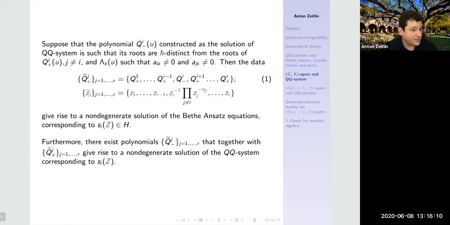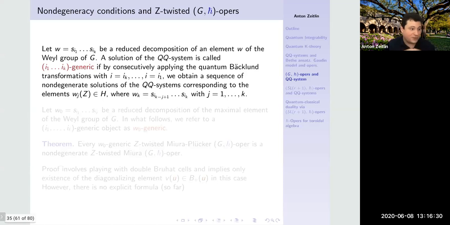So this is a transformation. We just exchange one q plus by q minus. And once you change that, you have another q minus in place, right? So when you exchange q plus and q minus, there is another q minus, which we call q minus tilde. And if you impose the non-degeneracy condition every time you do this transformation, you obtain the same Bethe equations every time for the new QQ system. Right?